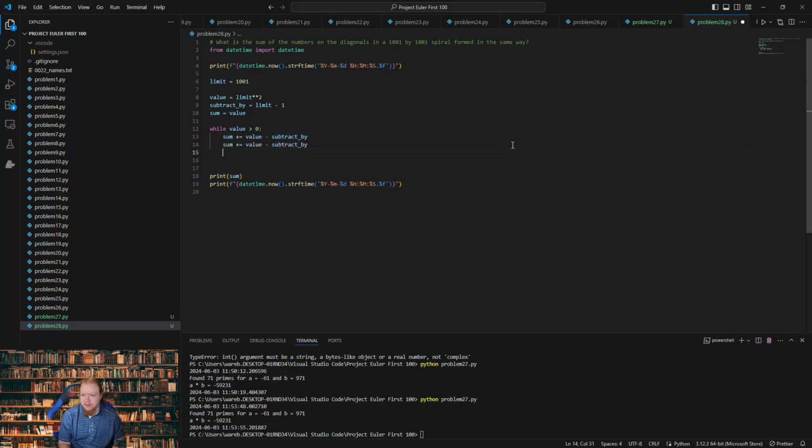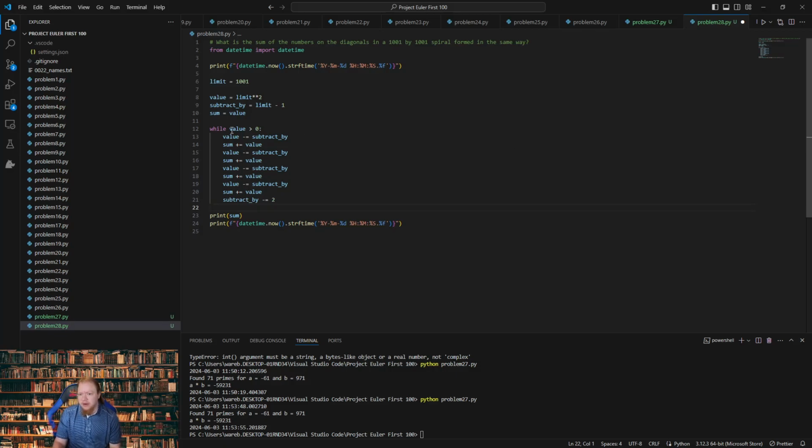What I'm gonna do for right this second is just copy that same line 4 times. That's not a great way to do this. Oh, yeah, actually, this is a really bad way to do it. So what we want to do is value minus equals subtract by, and then sum plus equals value. And we actually want to do that 4 times. Trying to think of a great way to do that 4 times, and again, this is clearly an inefficient way to do that, but just so that we know that it works. And then subtract by minus equal 2.